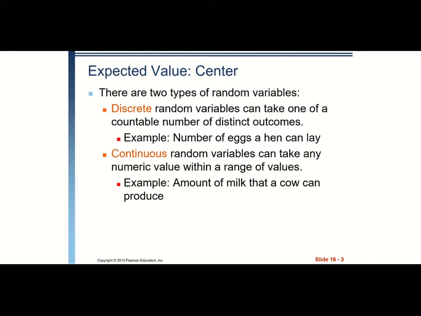Now, there's two types of random variables, and we should recognize these terms way back from Unit 1 when we were talking about types of data. There are discrete random variables, and those are random variables that take on countable values, such as the number of eggs a hen can lay, number of touchdowns scored in a football game, etc. And then there's continuous random variables, which can take on any numeric value within a range, such as the amount of milk that a cow can produce, the height of a person or a tree. So discrete is associated more with countable data. Continuous is associated with measured data.